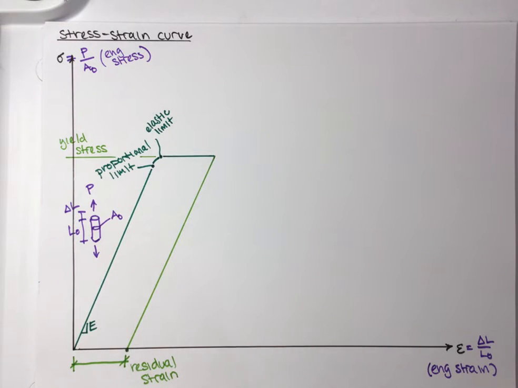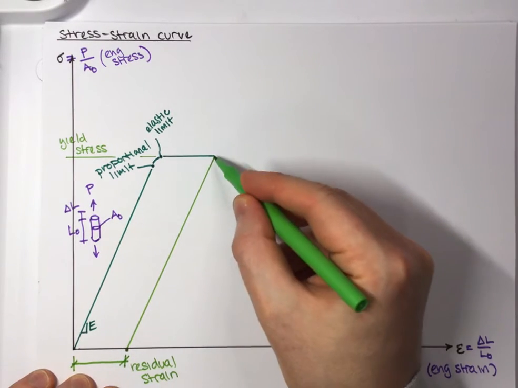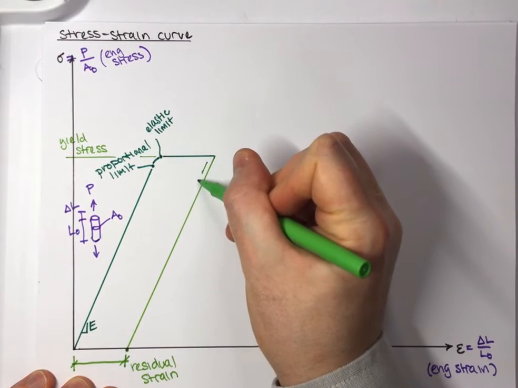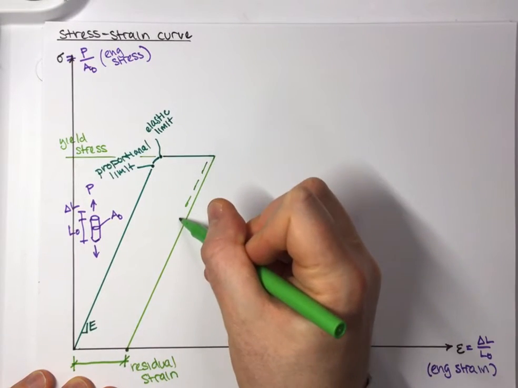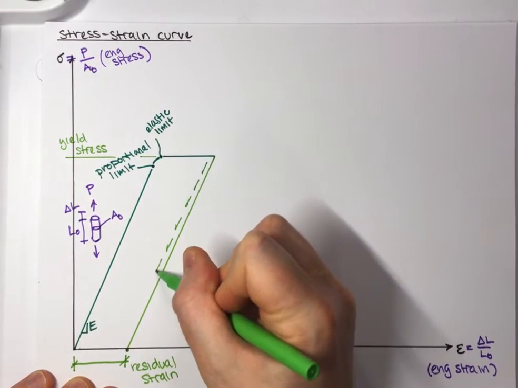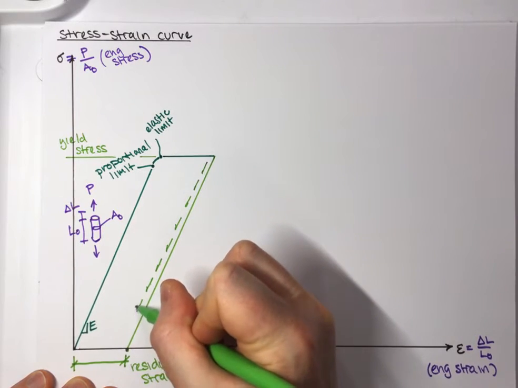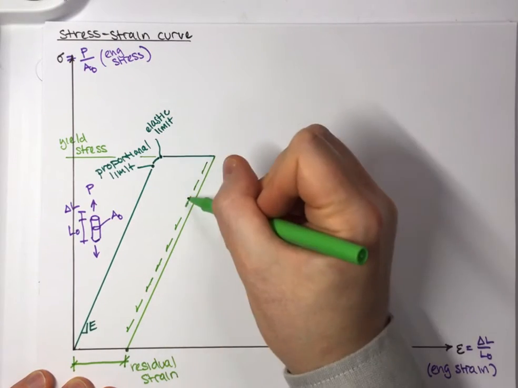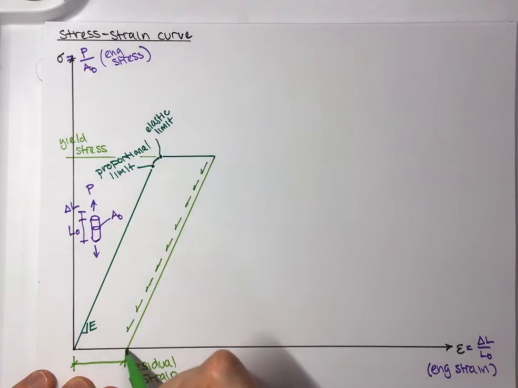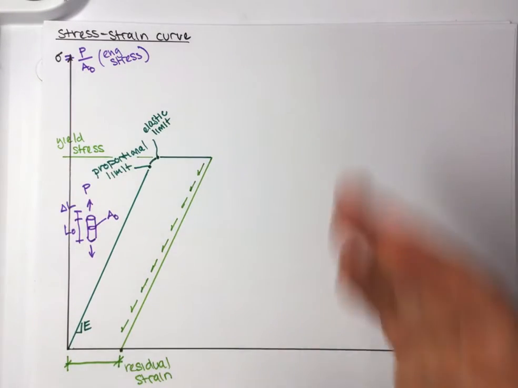Okay, so I apologize. Let's go back to our picture here. We had come up to this point. We had unloaded back to 0. So I'm trying to draw some arrows here that say we're unloading back to here. And the next question you might ask yourself is, what happens now? We start here. What happens if I reload the specimen?